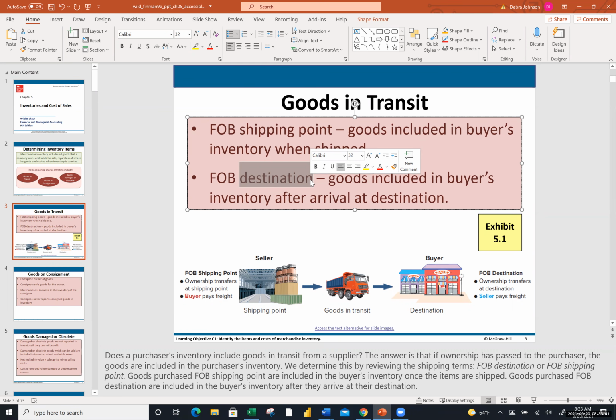So those are the same cutoff issues. I would encourage you, if you're still struggling with that, to make sure you do a couple of exercises related to who owns the goods. We're going to do one today. I think we did one in the previous chapter, but there will be questions on who owns the merchandise. Any questions on those first three slides?